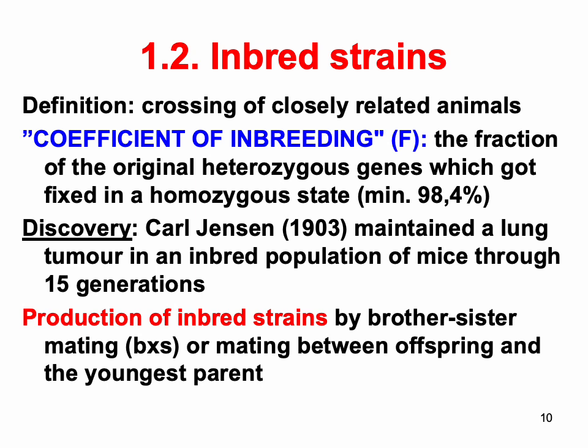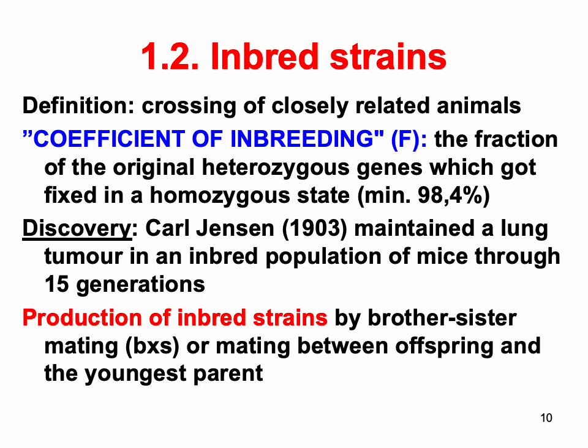The most used form to increase the uniformity of experimental animals is the use of inbred strains. By definition, we can produce inbred strains by crossing of closely related animals. It can be a brother-sister mating, or, if necessary, the mating between offspring and the youngest parent.